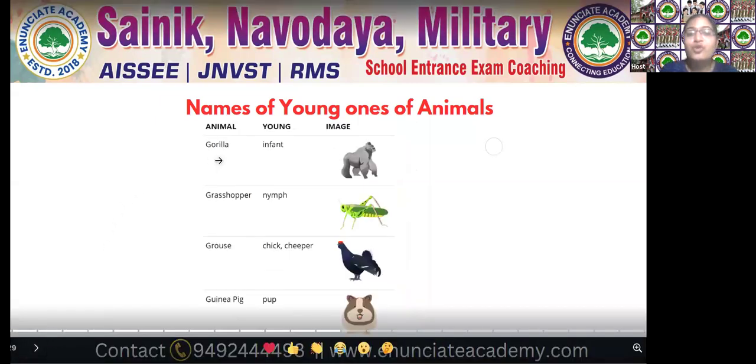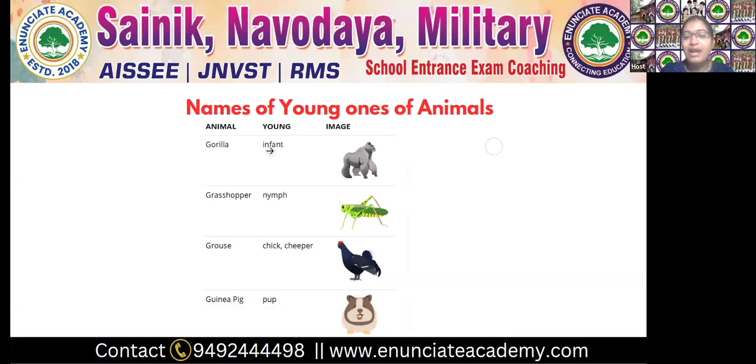And the young one of a gorilla is called an infant. The young one of an ape is called an infant. The young one of a grasshopper is called a nymph.